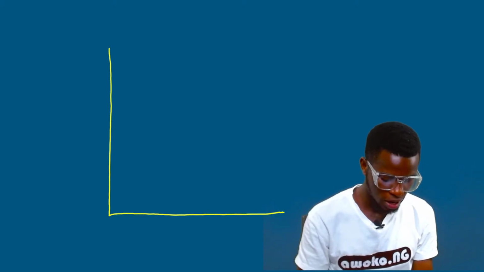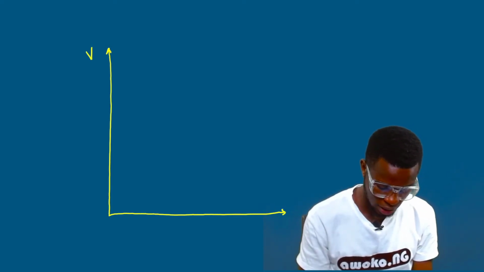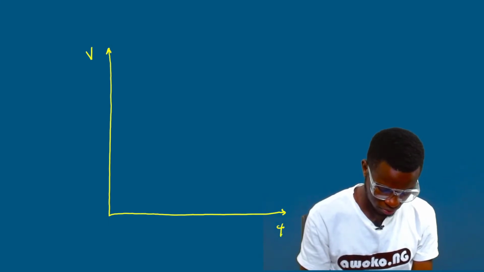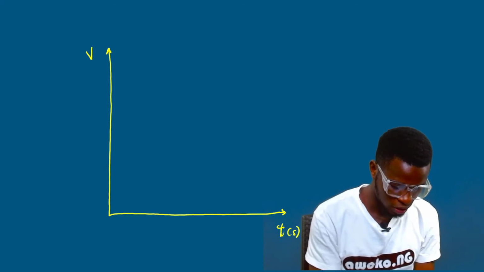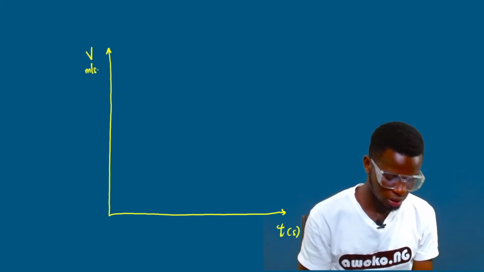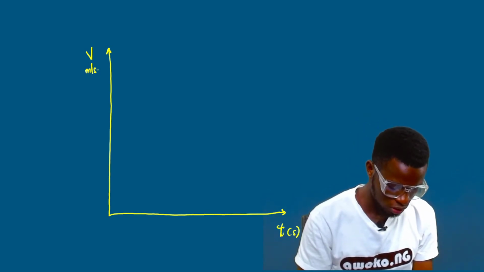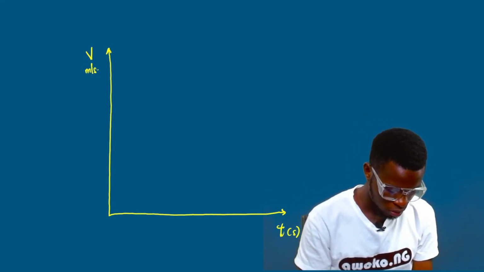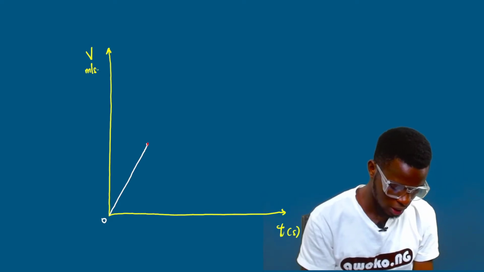Okay, if we have that, let's call this V and let us call this time T, or small letter t, whichever way. And t is measured in seconds, while velocity is measured in meters per second. I'm sure by now you know that. All right, let's say the particle's motion started from point O and accelerated to a particular point. Okay, this is point A.